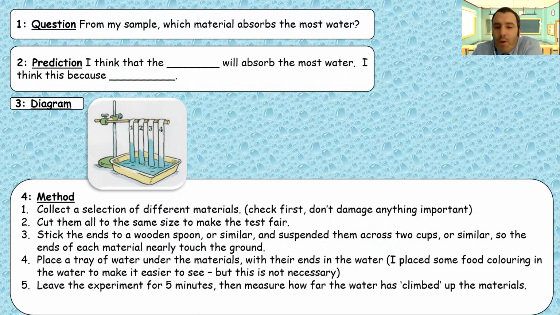You might want to put some food colouring in the water to make it easier to see as it goes up the material, but this isn't a necessary step. It's a nice thing to be able to do. If you haven't got food colouring, don't worry. Leave the experiment for 5 minutes, then measure how far the water has climbed up the materials.